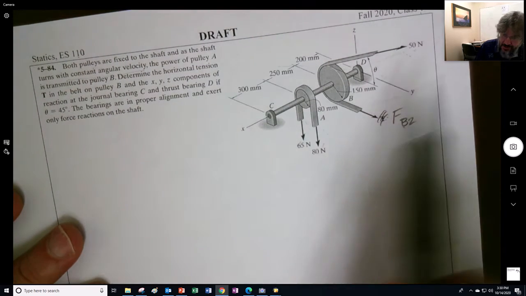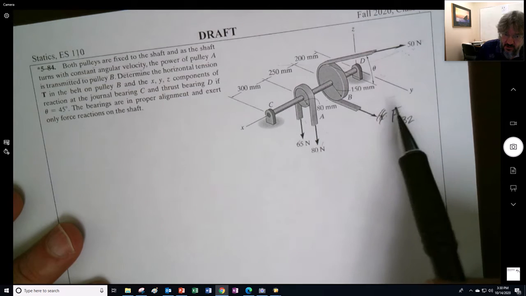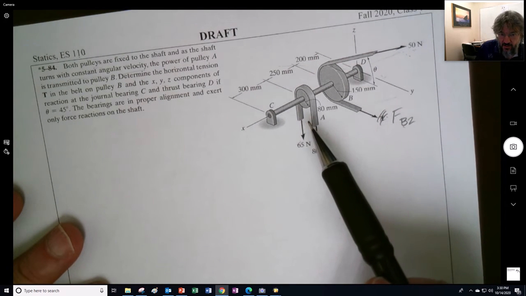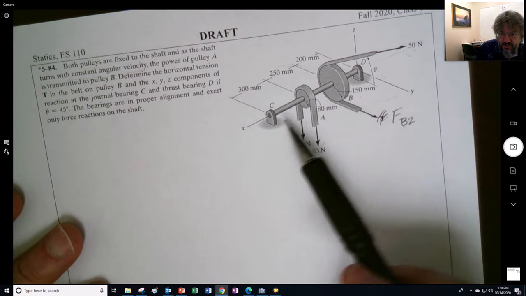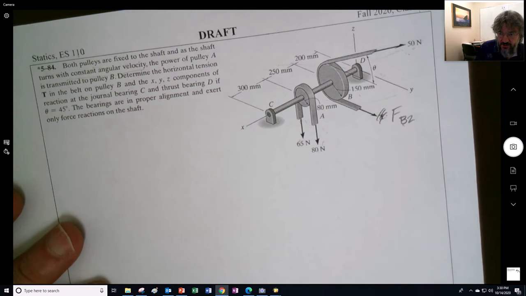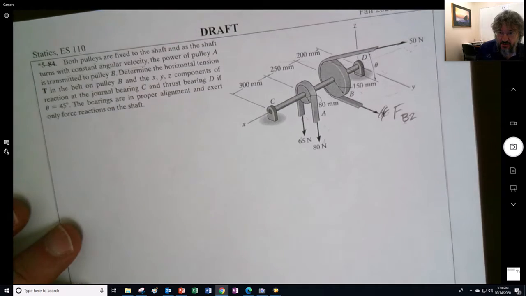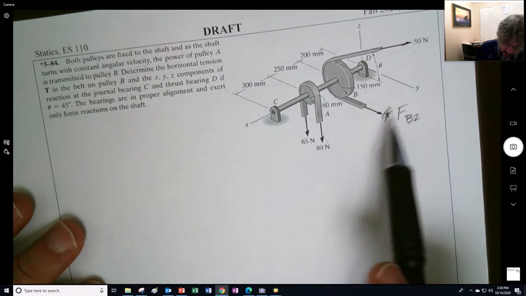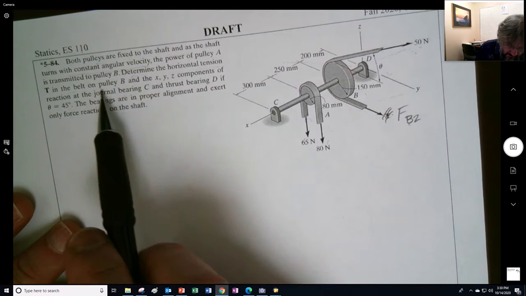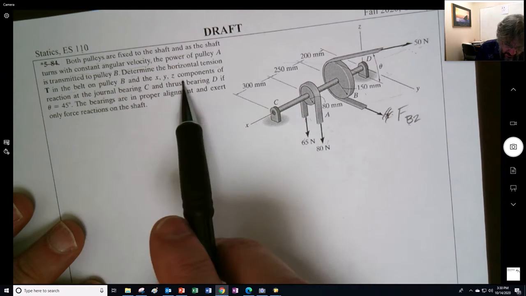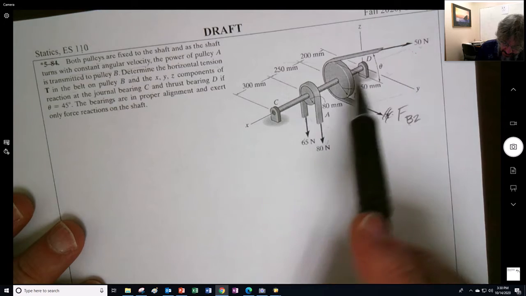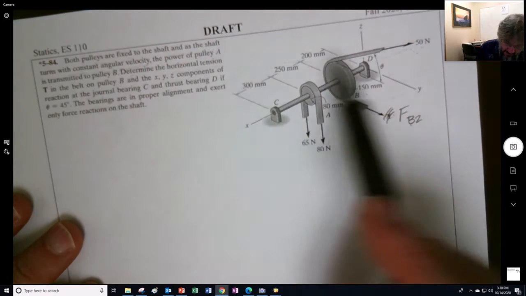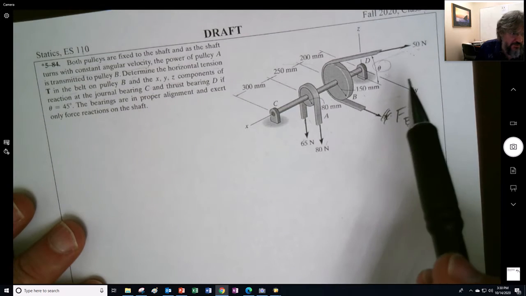That's good. That means that it's in equilibrium. It's not accelerating. So the net moments that are being created by this and this should be equal to each other and cancel each other out. If there was an off balance, it would cause the thing to accelerate. Just determine the horizontal tension of the belt, and find the components in the reaction that are happening at these bearings C and D. And they tell us that this is 45 degrees right here.